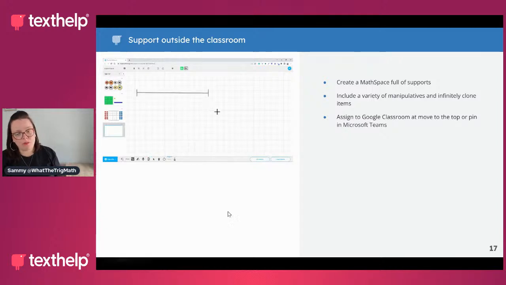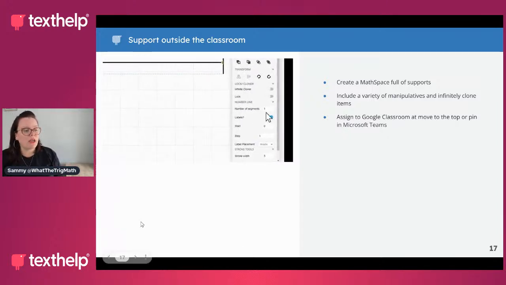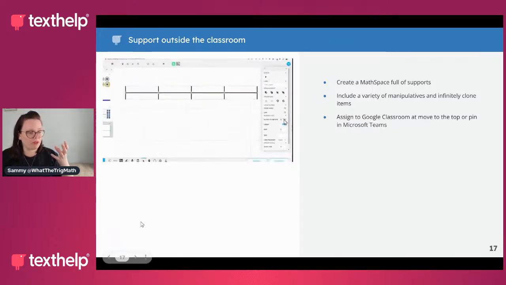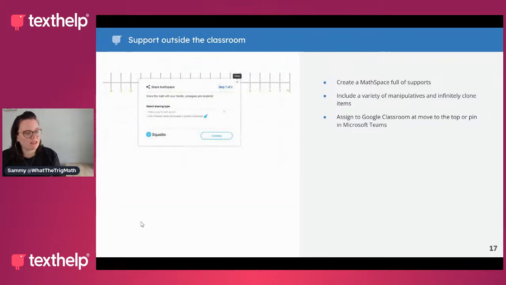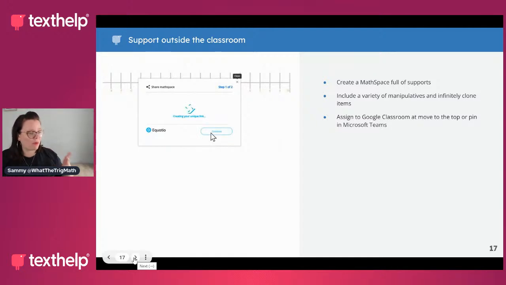So I think Equatio MathSpace is a really fabulous tool for building those manipulative supports outside the classroom. Anything that would have existed as a physical or a concrete resource in the classroom, we've replicated here in MathSpace, and then we've assigned to our students in Google Classroom or in Microsoft Teams, and they can grab that whenever they need it.